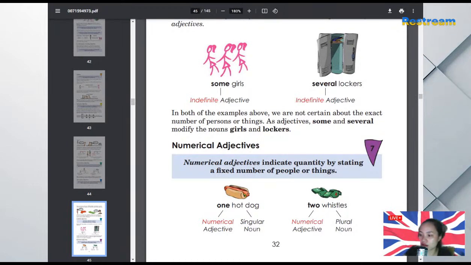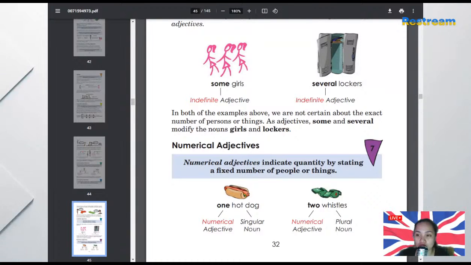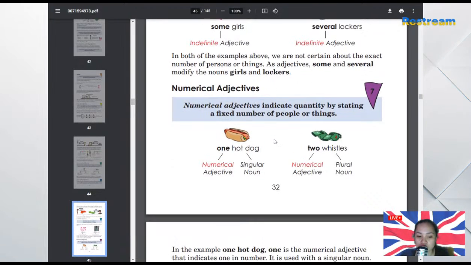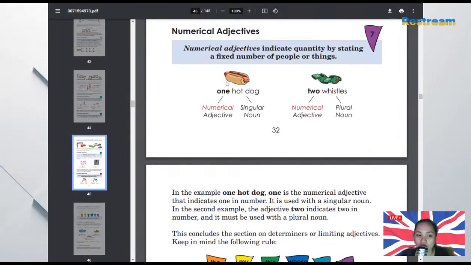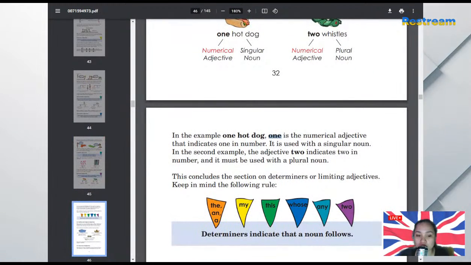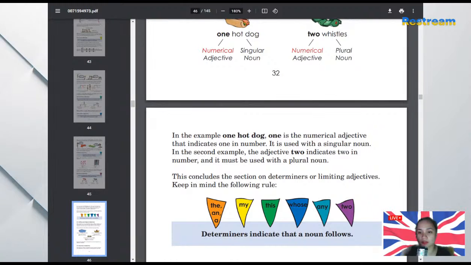Okay, so we're now going to continue on our next lesson. Of course, we stopped on the numerical adjectives, so we will start with the numerical adjectives for today. The continuation is already explained here: in the example of one hot dog, one is the numerical adjective that indicates one in number. So it is used with a singular noun, any singular noun.